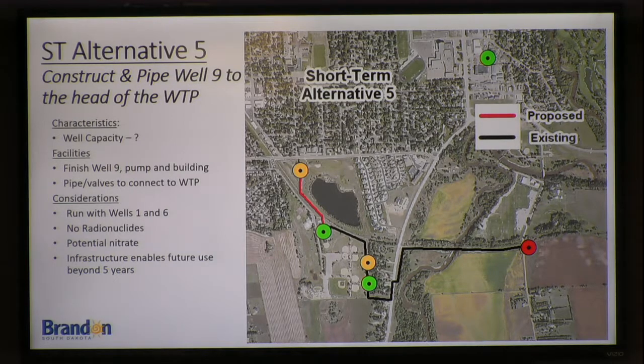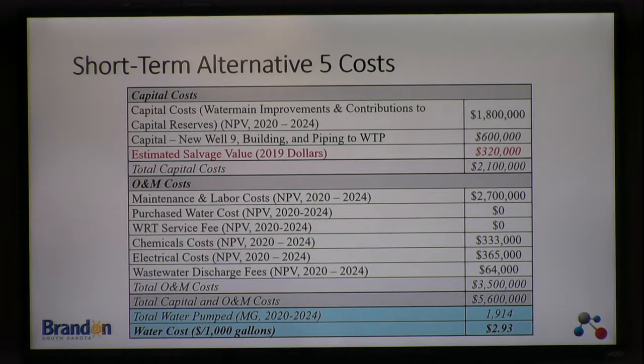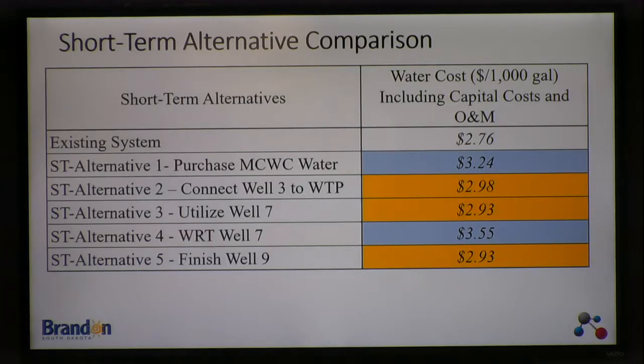Okay, so here are the costs associated with that. When you compare those all, this is the existing system estimated water cost per 1,000 gallons. The ones in the brown represent an equivalent amount, equal to each other. Alternative 2, which is connect well 3. Alternative 7, which is disconnected. Notice its cost is higher than the existing cost because of the higher cost for radionuclides and pumping and so forth associated with that. There's just some additional cost. And then finishing well 9 has costs associated with that.